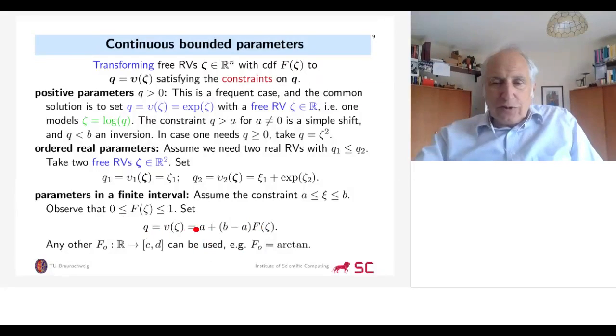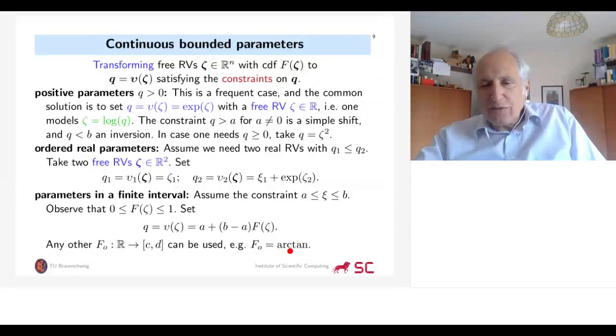Of course, you could use other functions too here, for instance the arctan or whatever, and scale and shift it properly. So these are all functions which map the infinite line one-to-one onto a finite interval. But as we're dealing with probabilities, actually using the cumulative distribution function is not a bad idea.